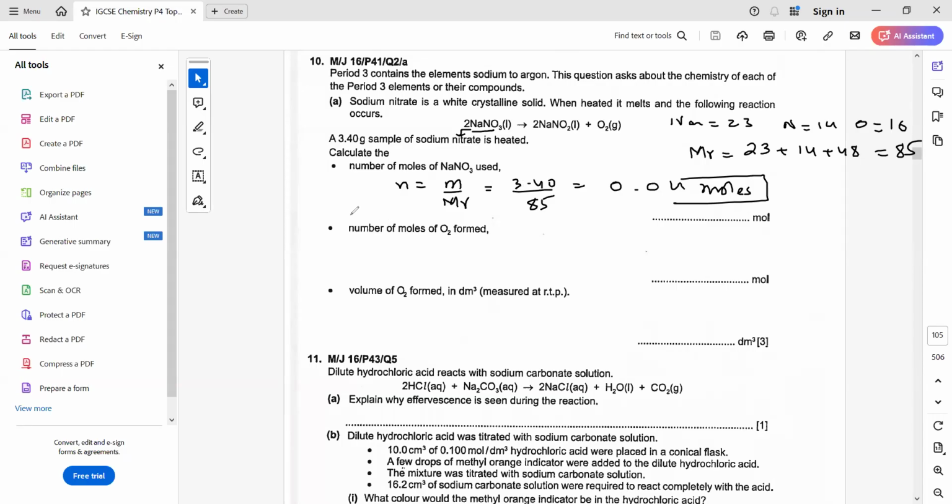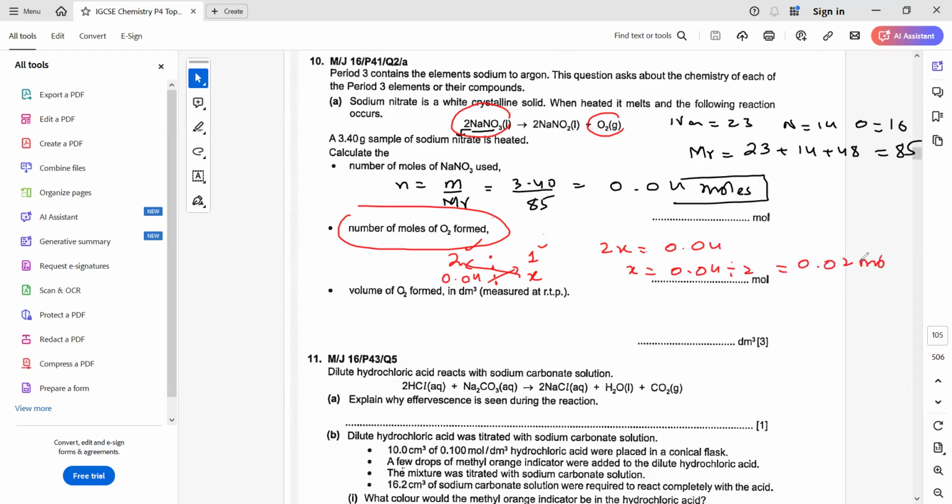Then it says number of moles of oxygen formed. So we have to see where is oxygen. There it is. So we see 2 and 1, right? We see 2 with sodium nitrate, so I wrote 2 here. We see 1 with oxygen, so I wrote 1 here. So for 0.04 moles, that is going to be X, right? So let's cross multiply. 2x is equal to 0.04. X is equal to 0.04 divided by 2. So that is going to be 0.02, right?